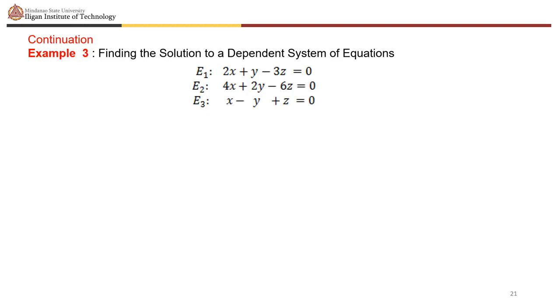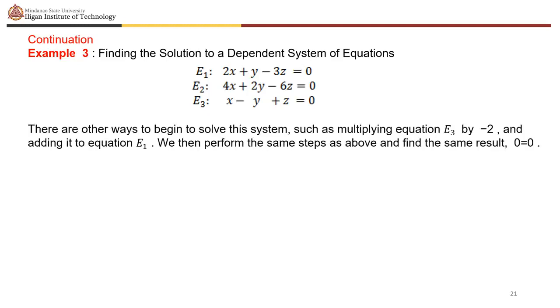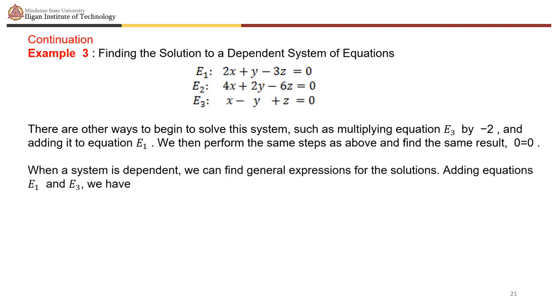So in finding the solution to a dependent system of equations e sub 1, e sub 2, e sub 3 as given, there are other ways to begin to solve this system, such as multiplying equation e sub 3 by negative 2 and adding it to equation e sub 1. We then perform the same steps as above and find the same result, 0 is equal to 0. But when a system is dependent, we can find general expressions for the solutions.